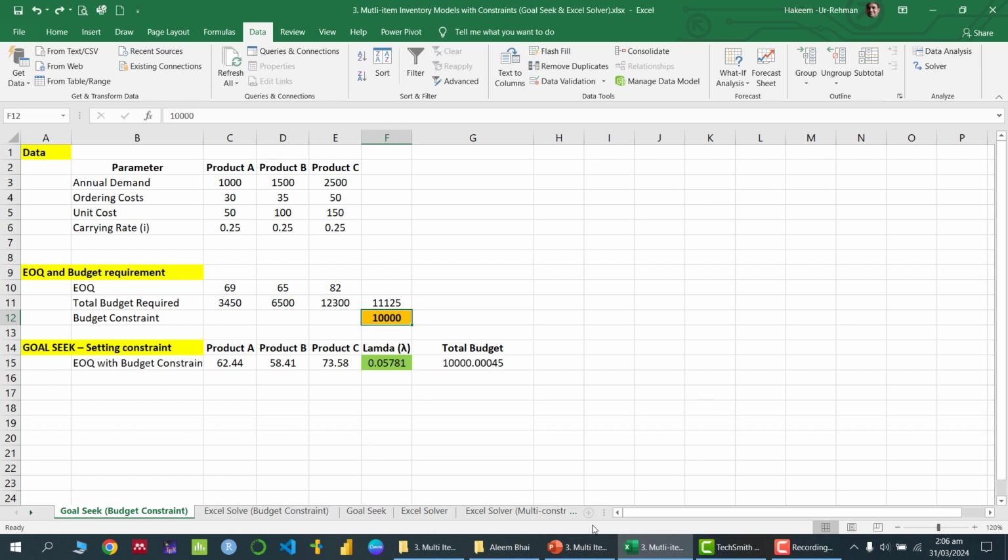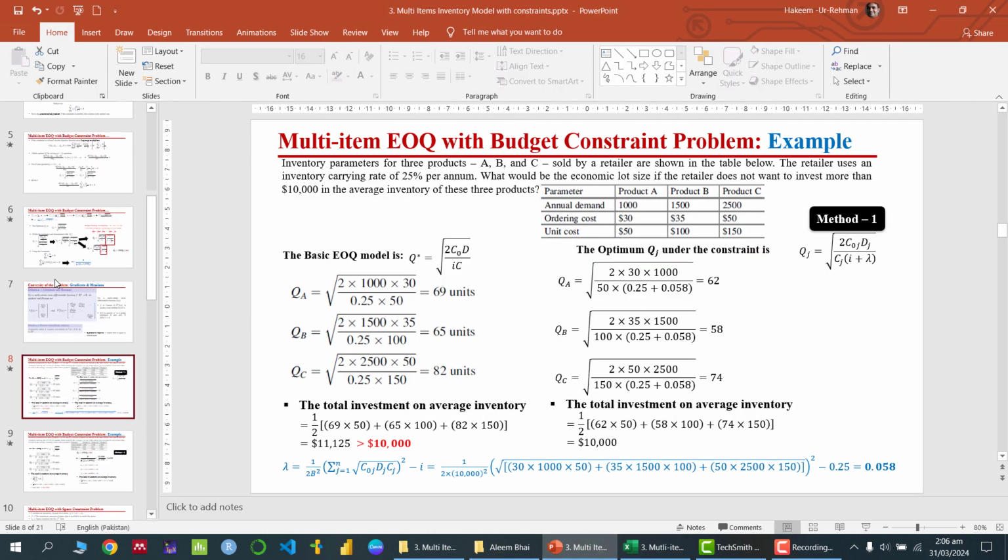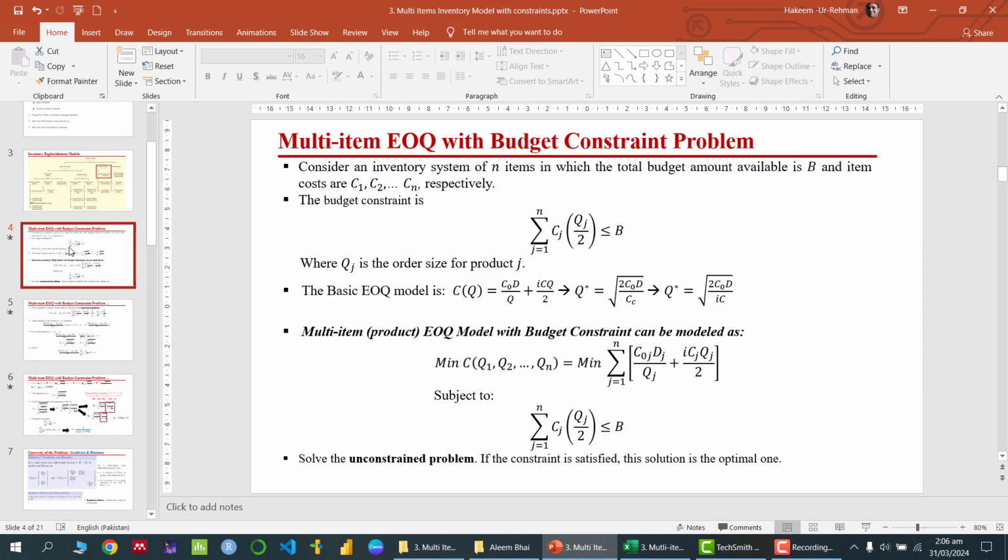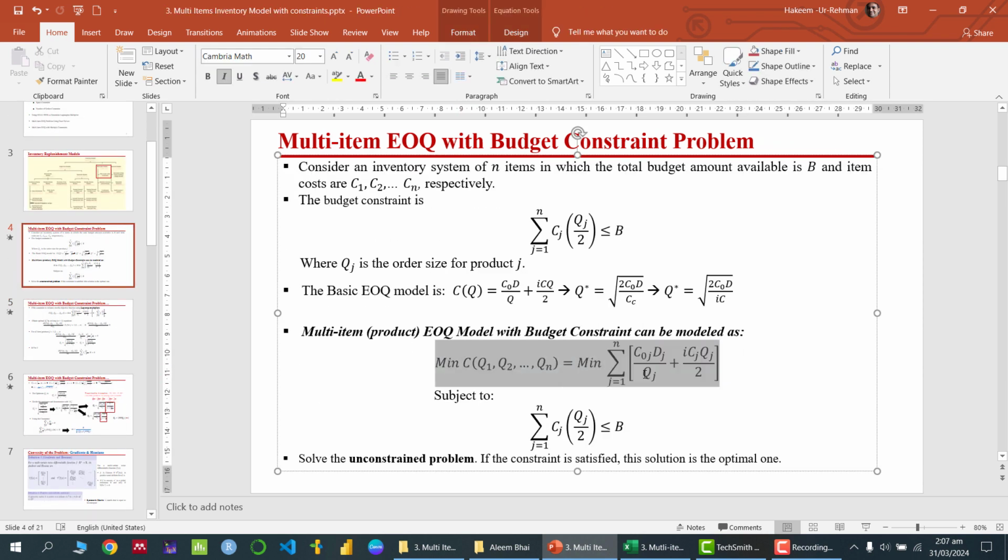Another way is that we can simply solve this non-linear programming problem. What was that one? That we would like to minimize this total cost, which is basically the ordering cost against all the products plus the average carrying cost against all the products. So we would like to minimize this total cost subject to this budget constraint, that the average cost must be less than or equal to this budget. So now we can use the Excel Solver in order to solve this problem. How can you do that?